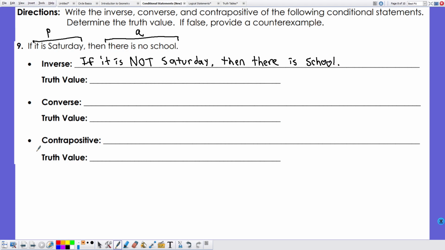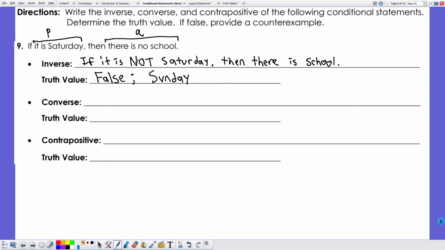So let's look at the truth value. Is this true? If it is not Saturday, then there is school. Well, not necessarily. It could be a holiday that takes place during the weekday, or it could be Sunday. So it's not true that if it is not Saturday, then there is school. So the truth value is false. And our counterexample would just be that it could be Sunday. Sunday would also mean that there is no school.